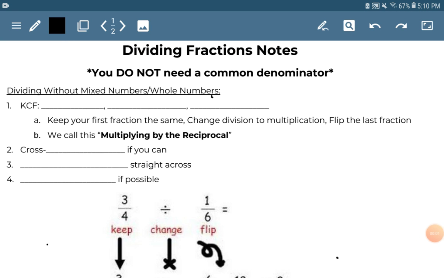Today we are talking about dividing fractions. Keep in mind, if at any point you have questions, raise your hand and your teacher will come over and help explain it. And if at any point I'm going too quickly, you can pause and rewind the video.